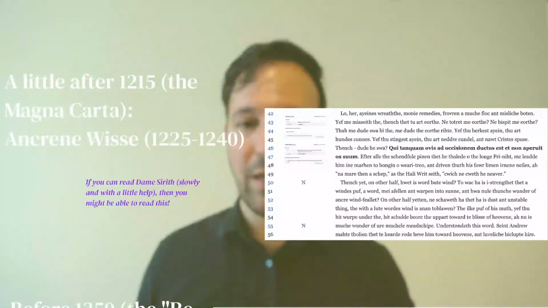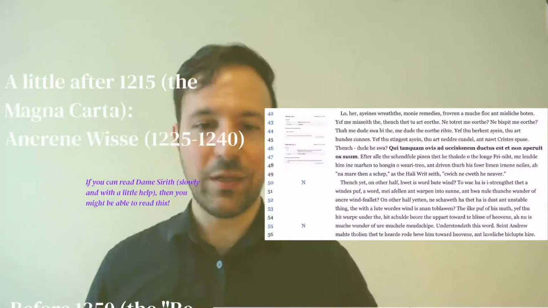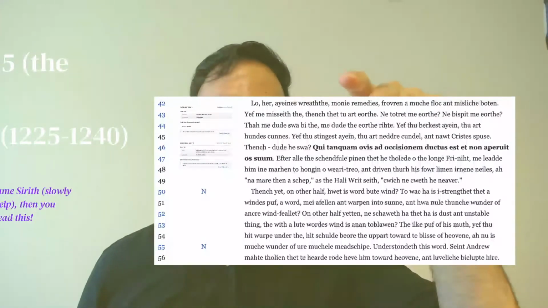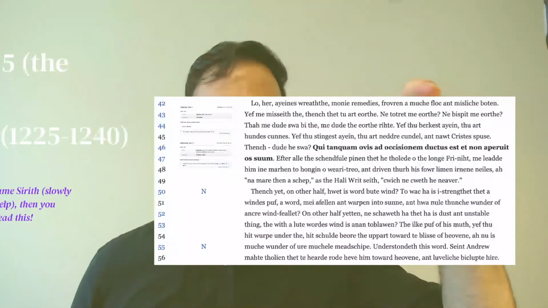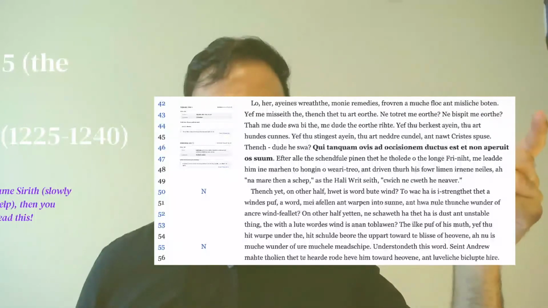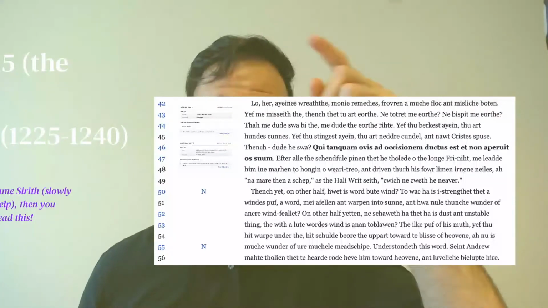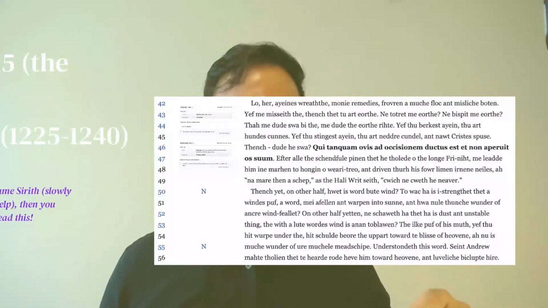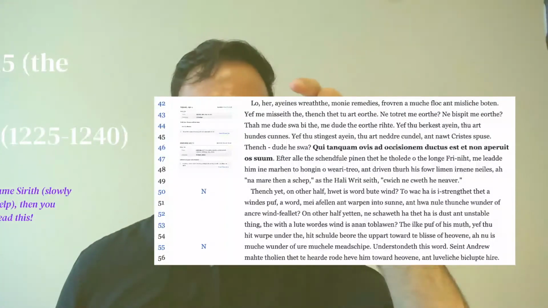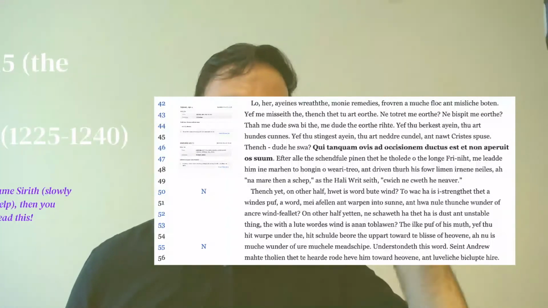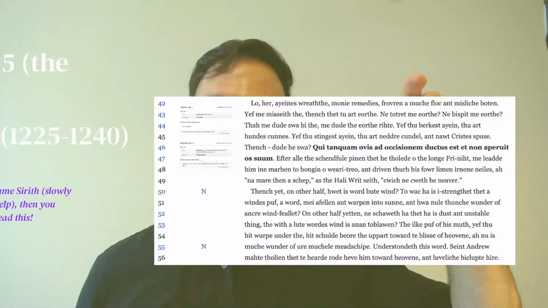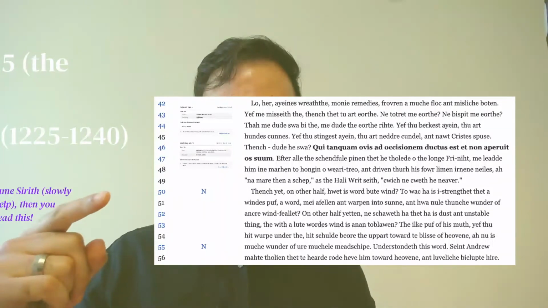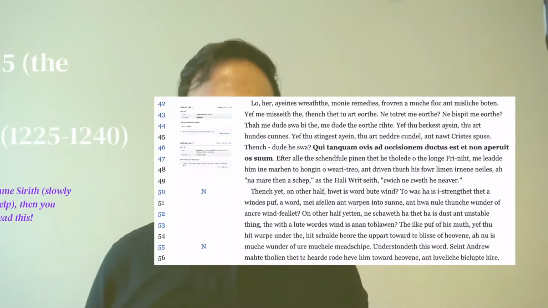And then what does English look like in, say, 1225 to 1240? Remember this? Lo her a jens reatha many monig remedies, froveren a mucha flok an mitsliche boten. Jef me missaith the, think that tu art eorth. Ne totres me earth, ne bispit me eorth. And further on, think yet on other half, what is word but wind.